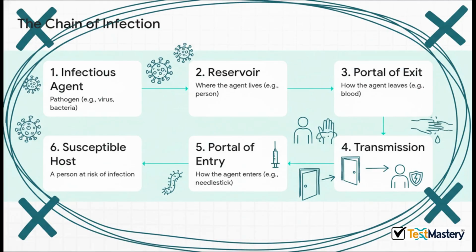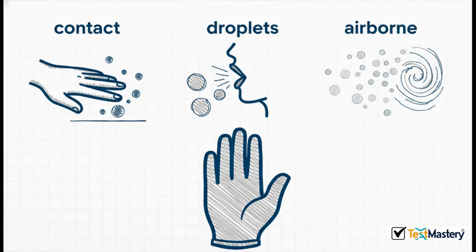But here's the really cool part. You don't have to break all 6 links. Break just one of them, any one, and the infection stops right in its tracks. Out of all those links, the one you can control the most is this one, the mode of transmission. It's just a fancy way of saying how the germ gets from one place to another. Is it on your hands, in a sneeze, floating in the air? This is your sweet spot where you can make the biggest difference.